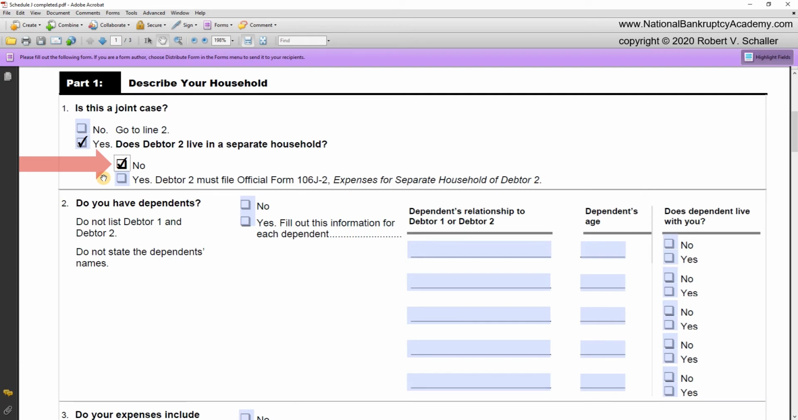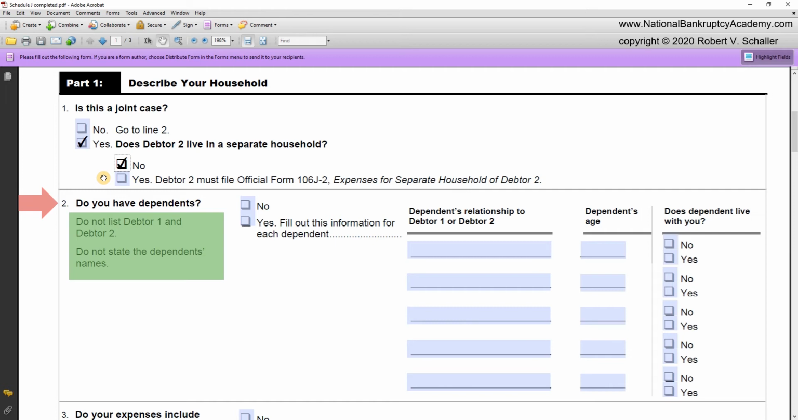As I stated earlier, if the answer is yes, then debtor 2 would have to file Official Form 106J-2, expenses for a separate household of debtor 2. That's most commonly when a debtor is living on a work assignment in another location. Line 2 asks the question, does the debtor have any dependents? And note it says do not list debtor 1 and debtor 2. Dependents are generally children or adults where the debtors are taking care of them, like a senior mother or grandmother. It also says do not state the dependents' names. For privacy purposes, the rules were changed where you no longer state the dependents' names.